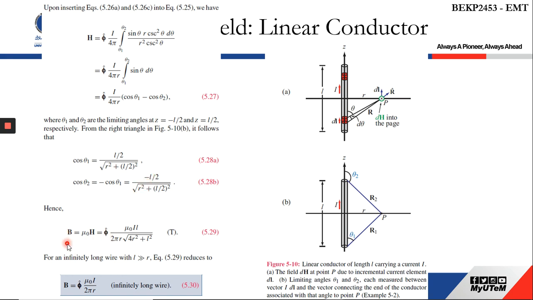We already know that B equals mu H, and if we assume mu R equals 1, then B equals mu naught H. We replace in this equation here. If we consider an infinitely long line, where L is very long compared to the distance R, we can assume R is negligible. Then the square root of L squared becomes L. We can cancel L from the bottom with L on the top, so you get mu naught I over 2 pi R. This is the relationship for an infinitely long wire, and the earlier one is the relationship if it's not infinitely long.